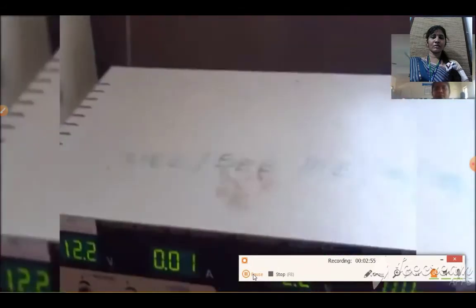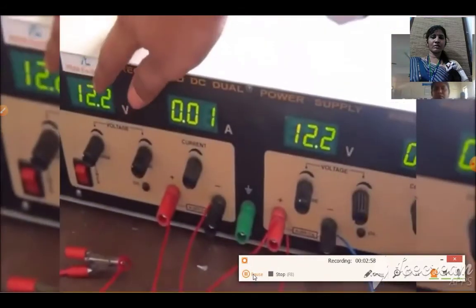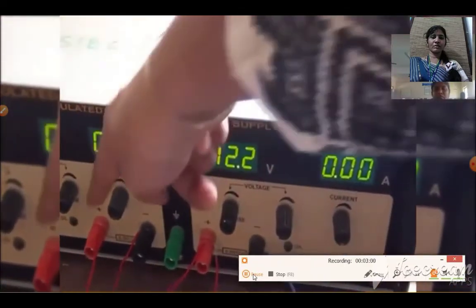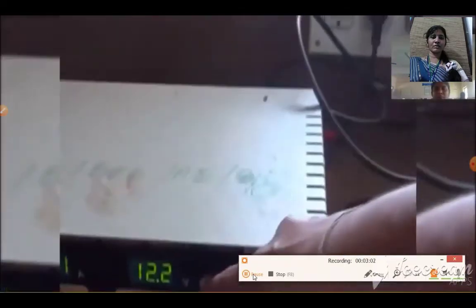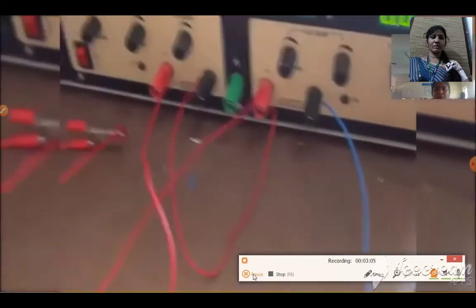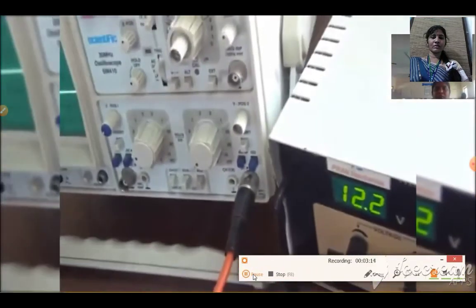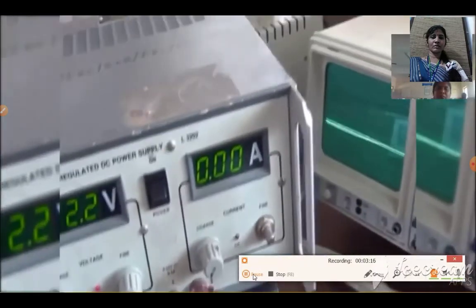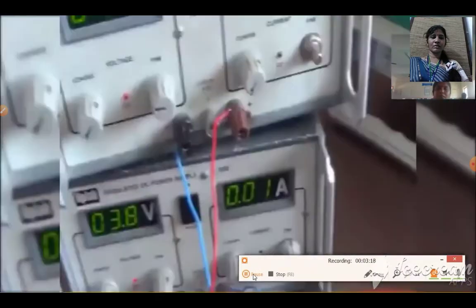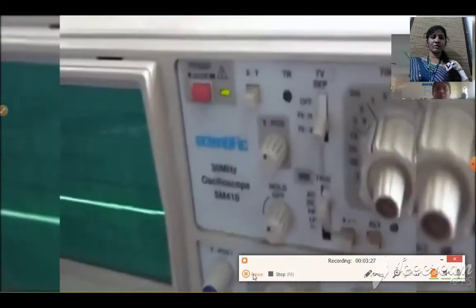Plus VCC and minus VEE: this is your plus VCC and this is your minus VEE. Plus VCC is connected to pin number 7 and minus VEE is connected to pin number 6. When you connect the circuit according to the circuit diagram, I am going to view the output in channel 2. There is no need to view the input because we give the input voltage from the RPS, and it is a digital meter, so you can directly view what voltage you are giving. When you switch on the biasing voltage, you get the output in the CRO.